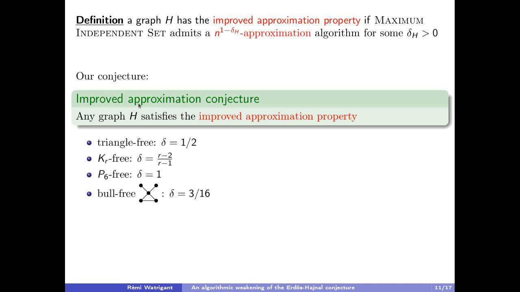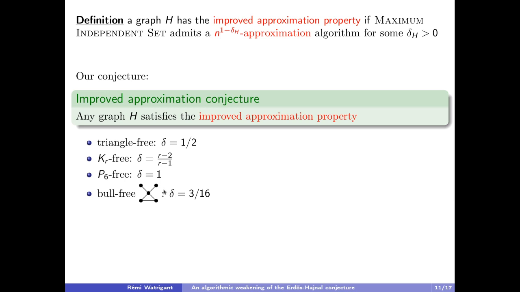So our conjecture is about finding some approximation algorithm with approximation ratio n to the power of 1 minus delta for H-free graphs. So let's talk about some values of delta for known graph classes. For triangle-free graphs, we have a square root of n approximation, so delta equals 1/2. For the clique of size r, delta is (r minus 2) over (r minus 1). For P6-free graphs, of course, delta equals 1 because this is a 1 approximation.